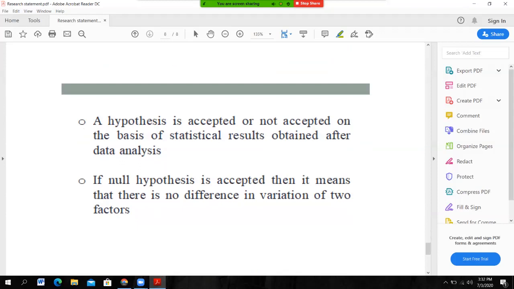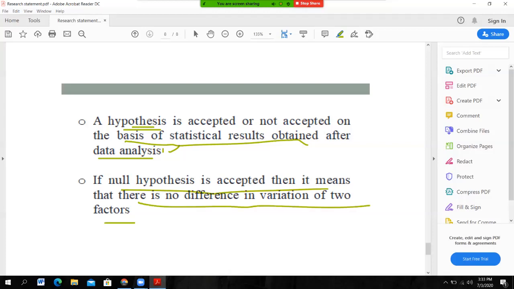A hypothesis is accepted or rejected. It is always based on the statistical result obtained after data analysis. As we have already mentioned in the research process, the experimentation phase has three steps: data collection, data analysis, and final conclusion. So after data collection, data will be analyzed, and then the researcher draws a conclusion on whether the null hypothesis will be accepted or rejected. If the null hypothesis is accepted, it means there is no difference in variation between two factors. If the alternative hypothesis is accepted, it means that there is a difference in the variation of the two factors.